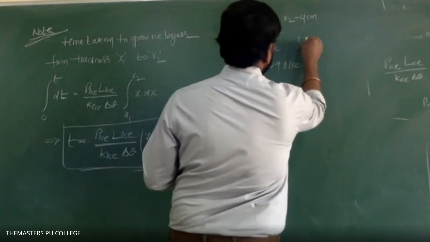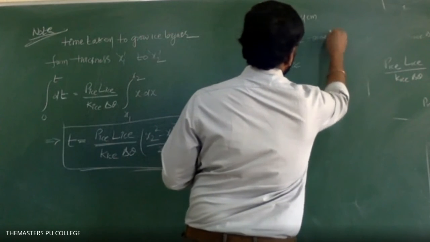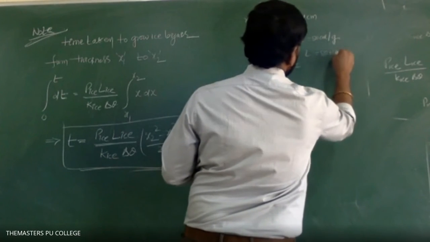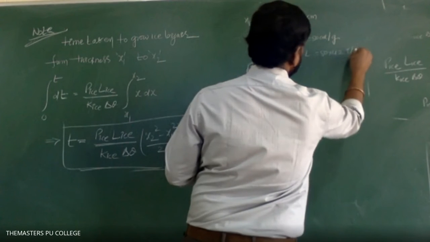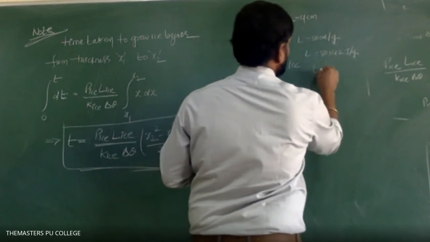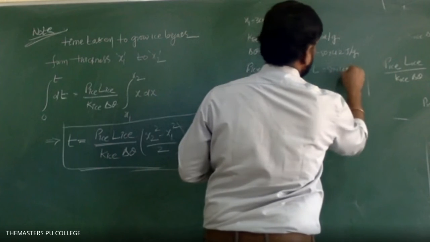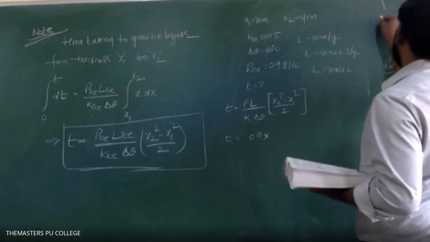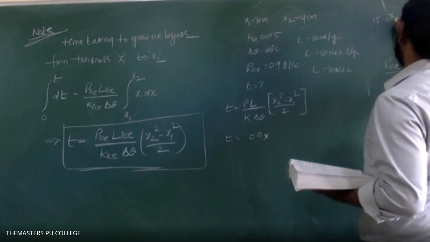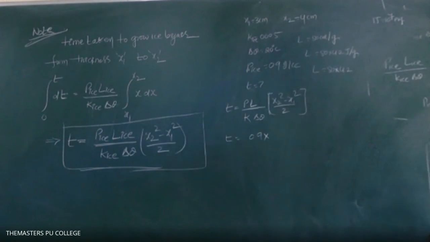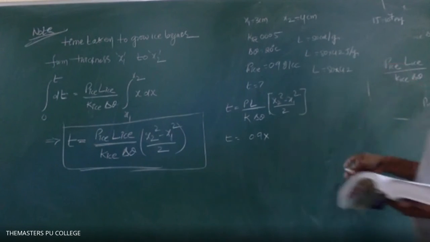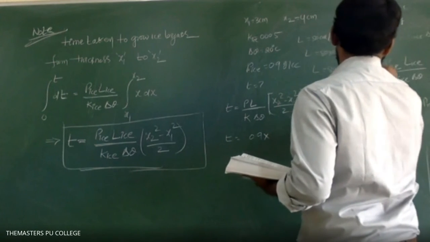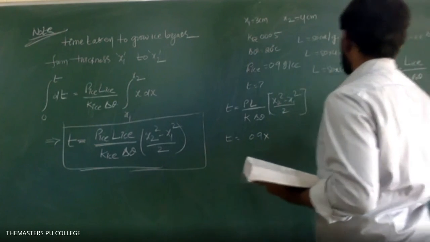The value of L is equal to 80 calorie per gram. That implies L is equal to 80 into 4.2 joule per gram, since 1 calorie is 4.2 joule. Therefore L is equal to 80 into 4.2 joule per gram. Now 1 joule is equal to 10 to the power of 7 erg, so converting into erg, we get 10 to the power of 7 erg per gram. So this is about the value.